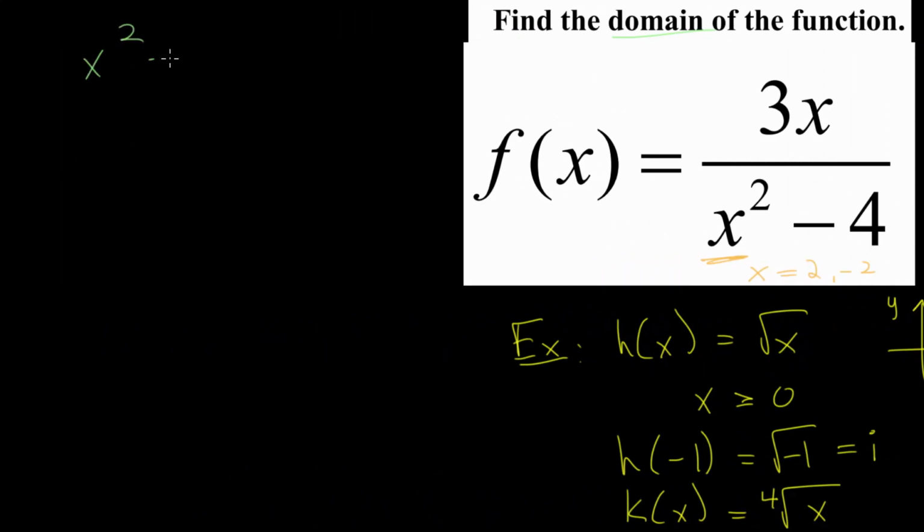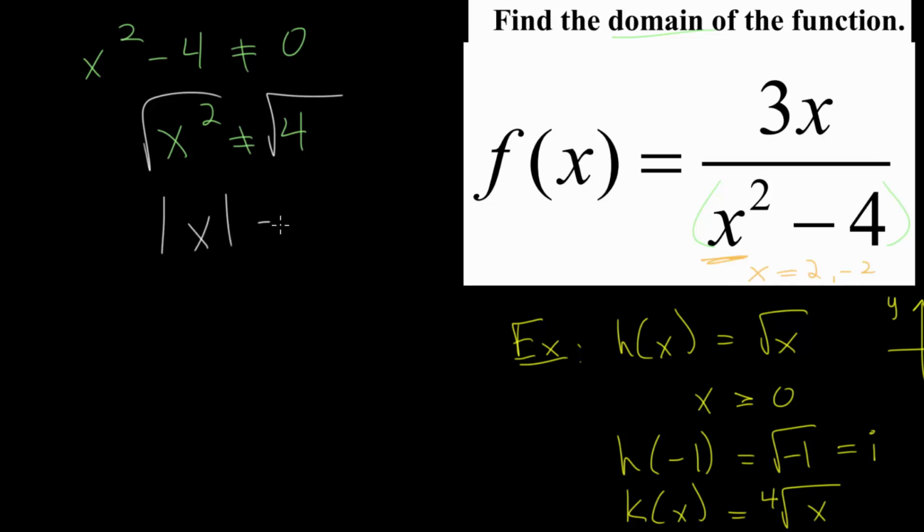We can say that x squared minus 4 cannot be 0. Whatever is down here, it cannot be equal to 0. And from here, we just need to solve for x. So let's add 4 to each side. X squared cannot be equal to 4. And if we square root everything, we do need to be a little bit careful. This is technically equal to the absolute value of x. That cannot be equal to 2.